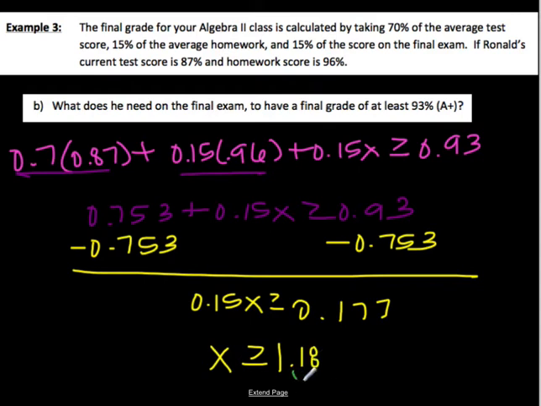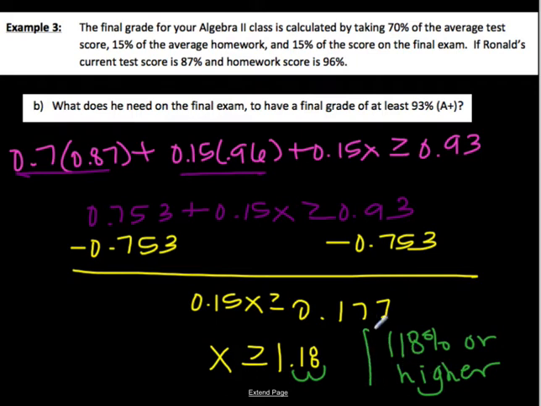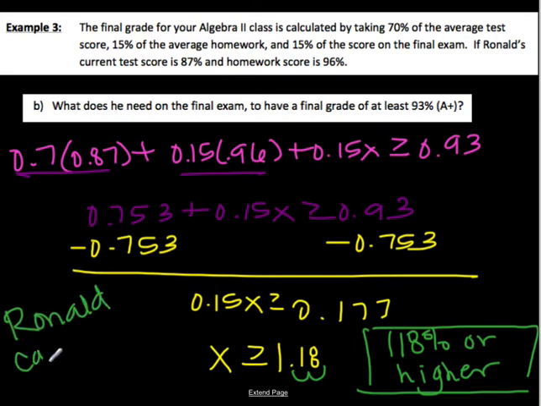Now we have to remember, move it over 2. So x has to be 118% or higher. So if he has to get 118% or higher, and there's no extra credit on his final exam, can he get an A+? No, Ronald cannot get an A+. There would have to be a lot of extra credit, and he'd have to have a perfect score in order to do that. All right, one last example, example 4.